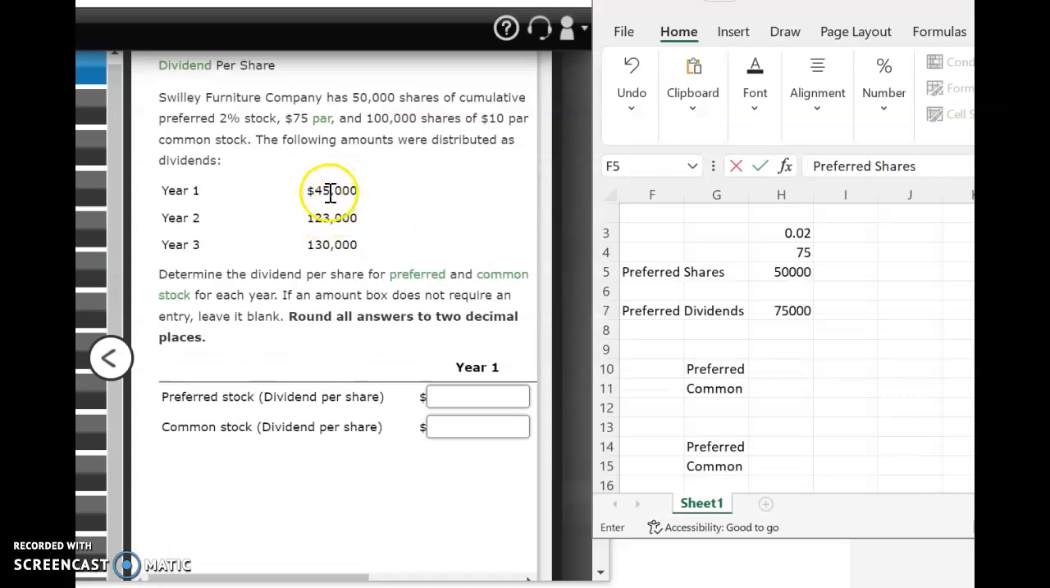Okay, so it looks like we gave out 45,000 in dividends, but that's not going to be enough to cover our preferred dividend. So we're going to give all 45,000 to preferred. Common is going to get 0 because there's not any left over for common. And then to get your dividend per share, which is what we want down here, you're going to take the amount that preferred got, and you're going to divide that by your number of shares, which is 50,000. So it's 90 cents per share, and common will be easy because it will be $0 per share.